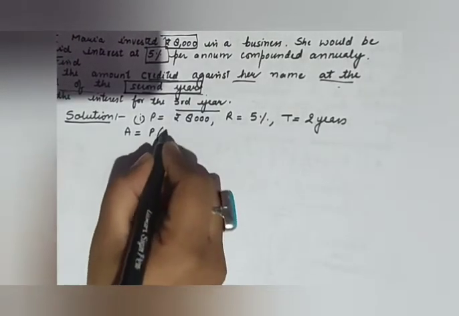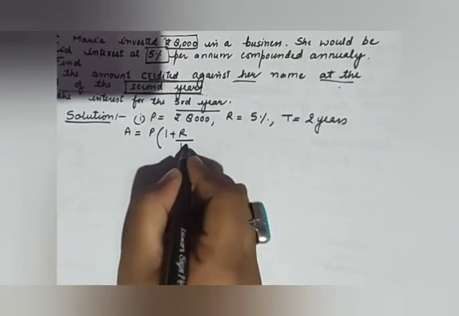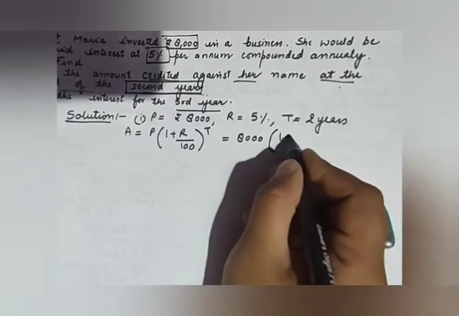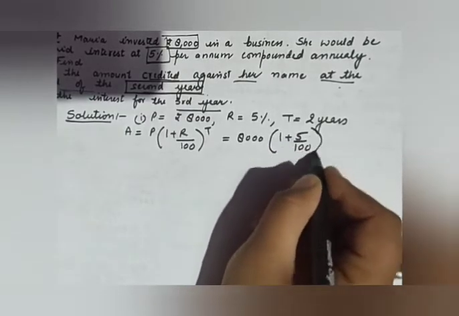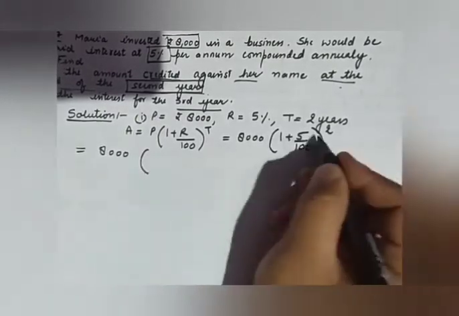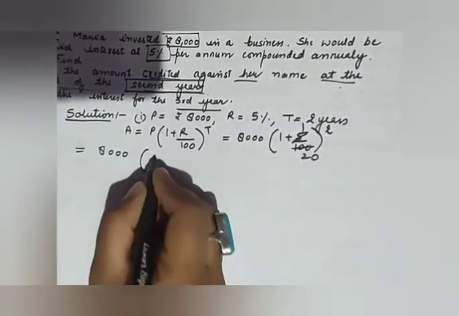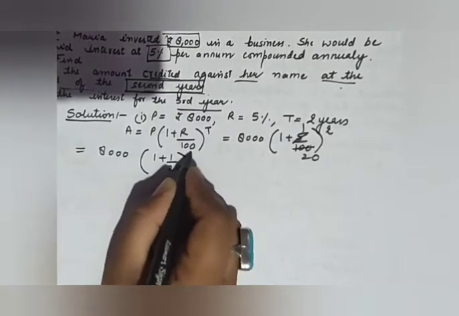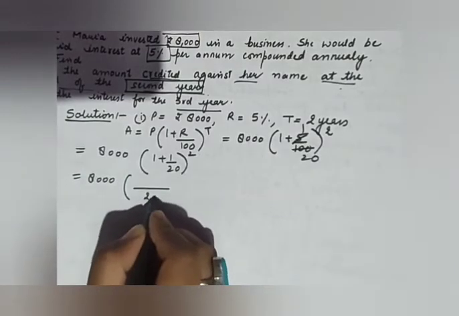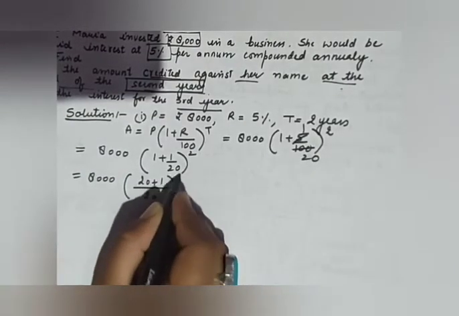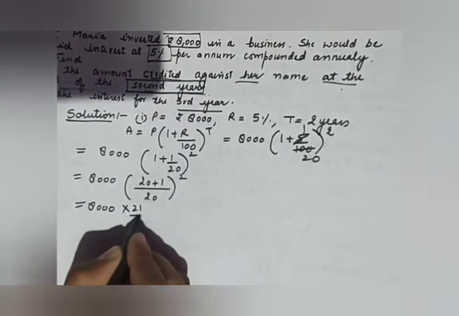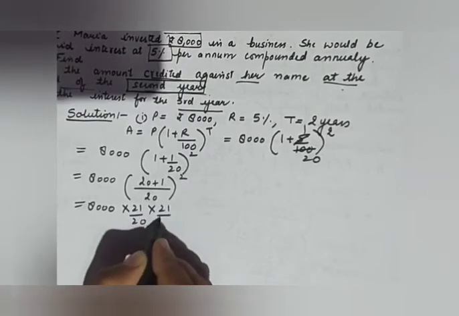A is equal to P into (1 plus R upon 100) raised to power T. So it will be 8,000 into (1 plus 5 upon 100) raised to power 2 here. So it will be how much? 8,000, 5 ones 5, 20 here, so (1 plus 1 by 20) raised to power 2, so 8,000 into ((20 plus 1) by 20) whole square, so 8,000 into 21 upon 20 into 21 upon 20 here.